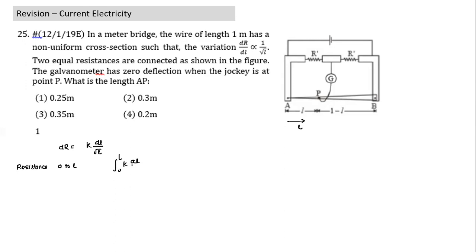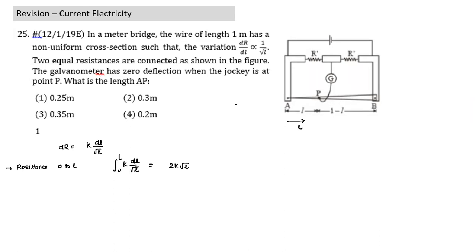KL dl by root L, which becomes equal to 1 by 2k root L. This is the resistance between 0 to L. That's pretty simple. Now the question is very simple afterwards. If two equal resistances are connected as shown in the figure, this resistance is R, this also is R.